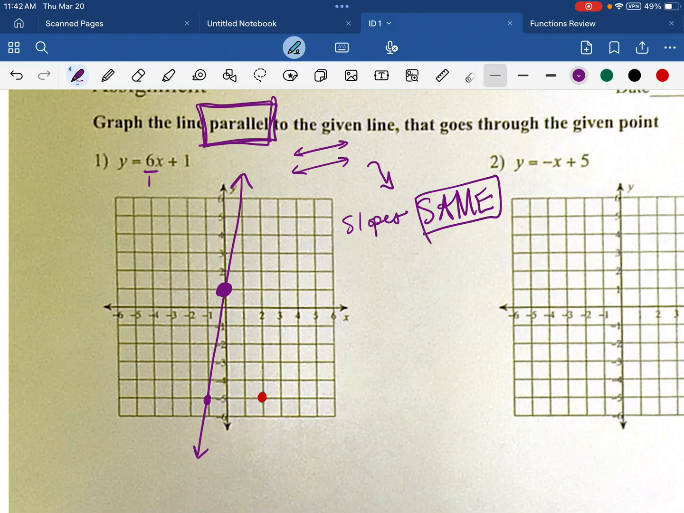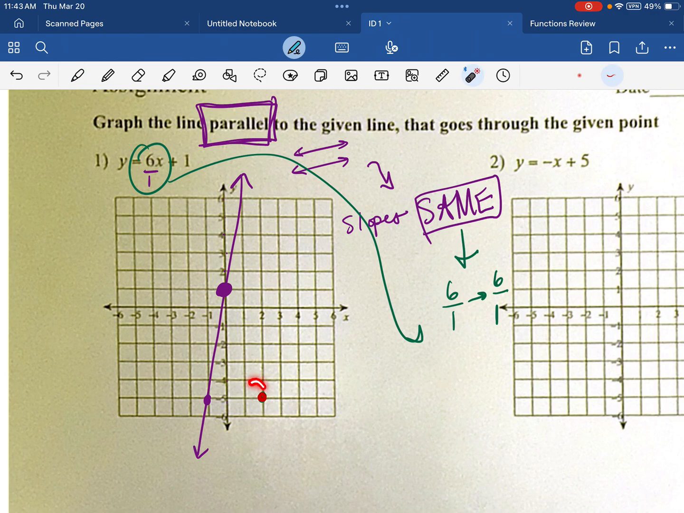Okay, so let's grab our slope from over here. We've got 6 over 1. If slopes are going to be the same, then my parallel line should also have a slope of 6 over 1. So let's start right here, and let's go up 6, right 1. 1, 2, 3, 4, 5, 6, right 1. 1, 2, 3, 4, 5. Oh, we run out of space. That's fine. So I'm just going to draw in my little line.